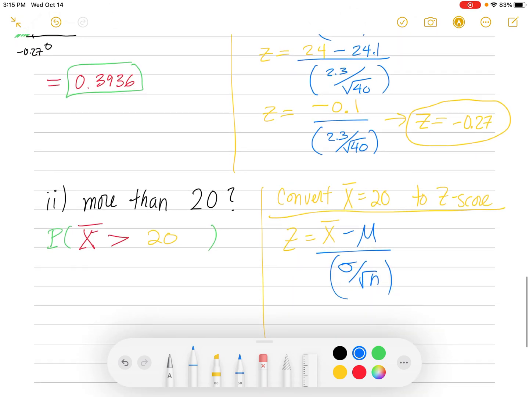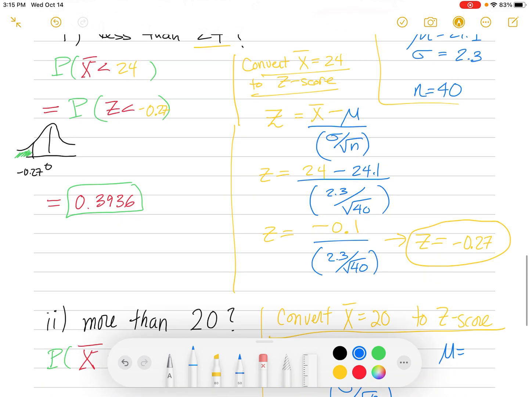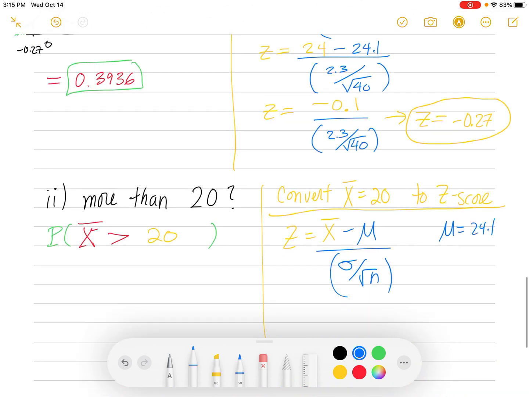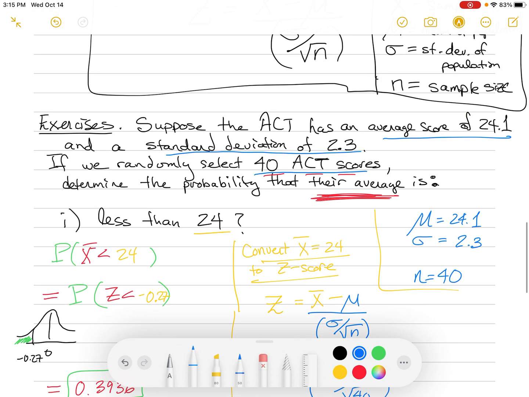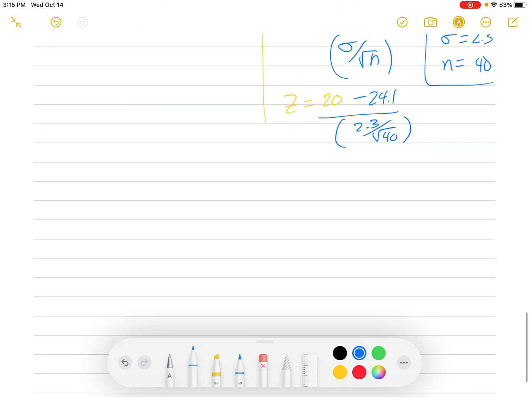Now let's remember what these different numbers are. We know x bar is 20. What was mu? Kind of forgot what that was. Let me go back and check. Remember, the mu was 24.1. Sigma, which was the original standard deviation of the population, was 2.3. And the size of the sample that we collected was, I think, 40. So we're going to plug in here. First, for x bar, we're going to put 20, and then minus 24.1 over 2.3 over the square root of 40.